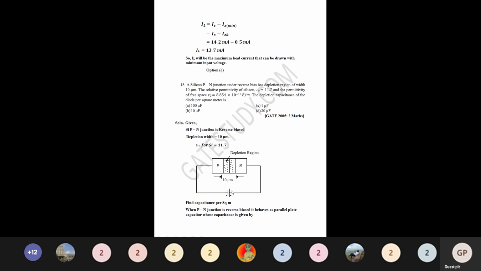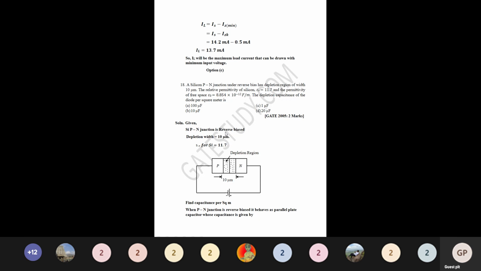Next. A silicon PN junction under reverse bias has a depletion region of width 10 micrometer. The relative permittivity of silicon is 11.7 and the permittivity of free space is 8.854 into 10 power minus 12, a constant value. The depletion capacitance of the diode per square meter is, options are 100 microfarad, 10 microfarad, 1 microfarad and 20 microfarad.